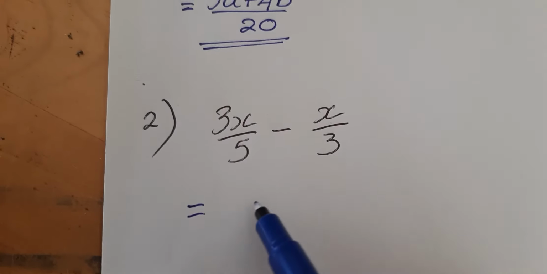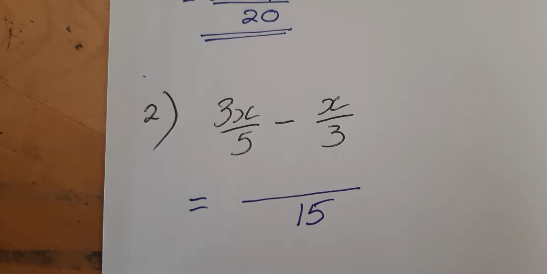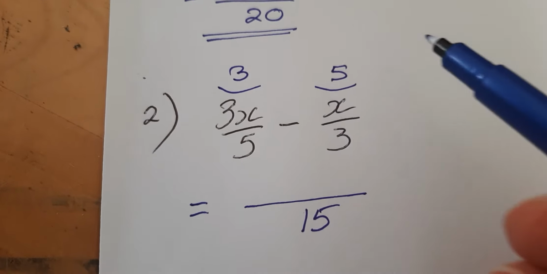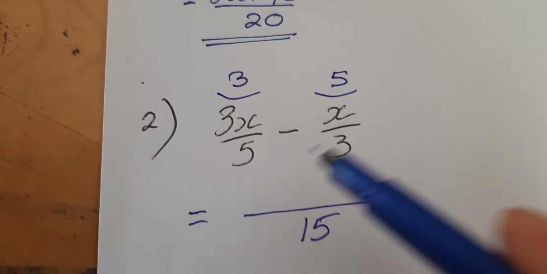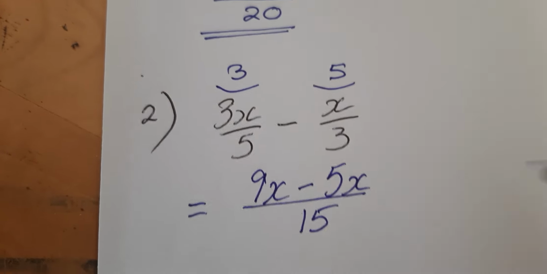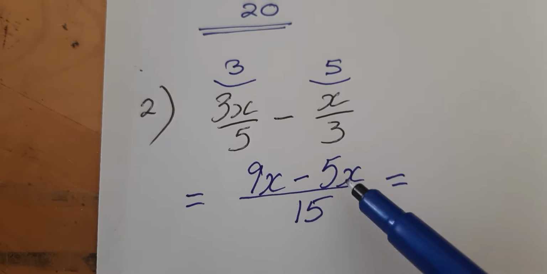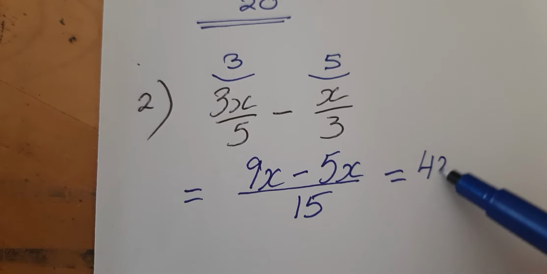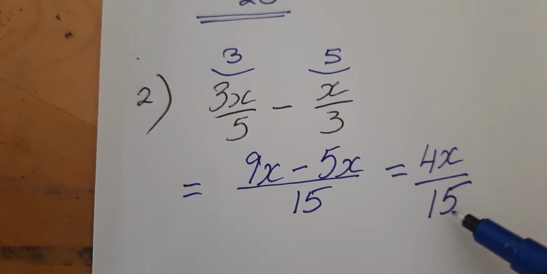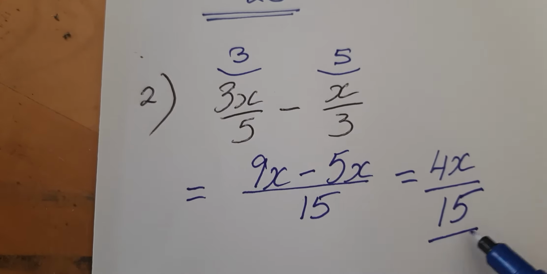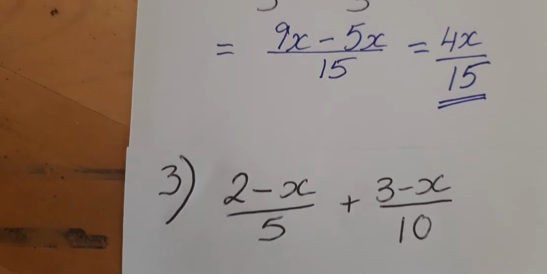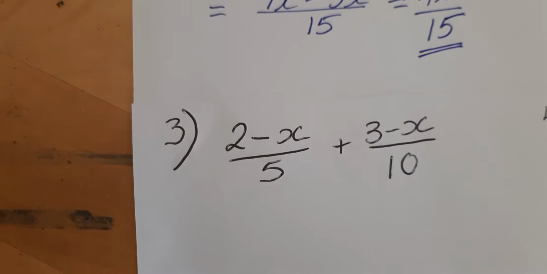The lowest common denominator of 5 and 3 is 15. 5 goes into 15 3 times. 3 goes into 15 5 times. And now you multiply. 3 times 3x is 9x. Minus 5 times x is 5x. 9x minus 5x is 4x over 15. Do these two simplify, the 4 and the 15? No, they don't. So you're always checking your answer if it simplifies further, if it factorizes, anything that makes it look more simple. Let's move on to this one here.